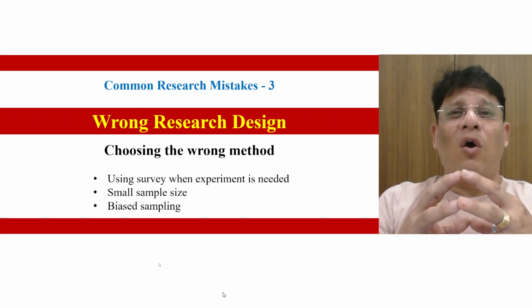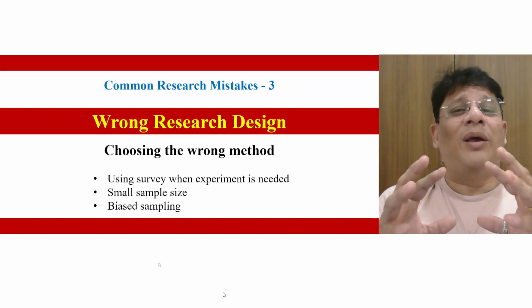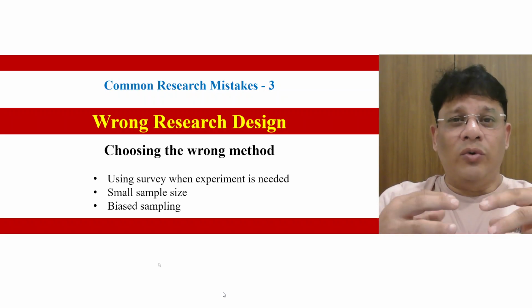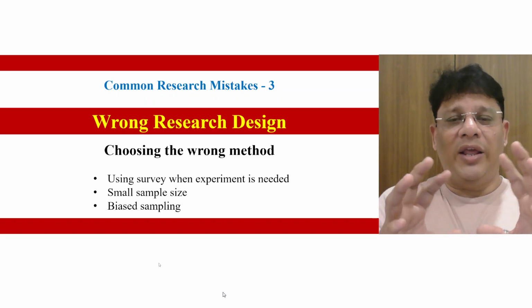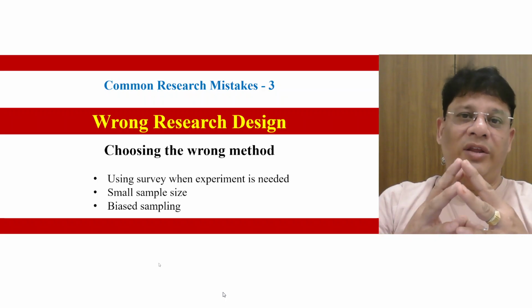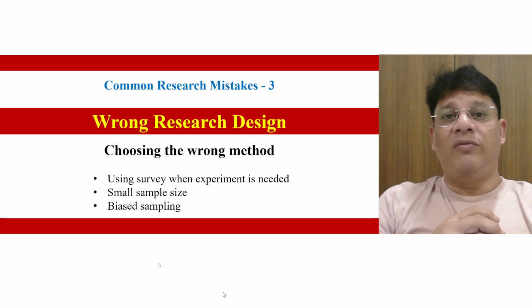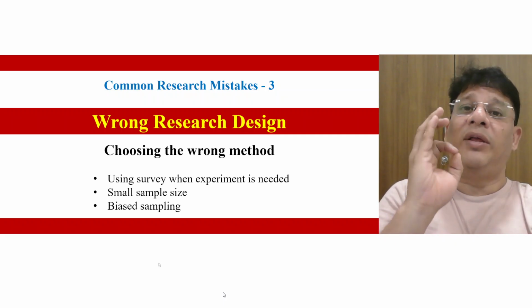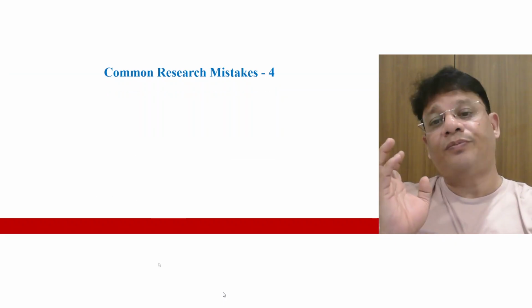We go for a wrong sample size, a small sample size. Sometimes it's a biased sample because we are not in a position to work hard, so we take a sample that is completely based on convenience. That is the third mistake we make. Don't make this mistake. Try to check which methodology we have to adopt.